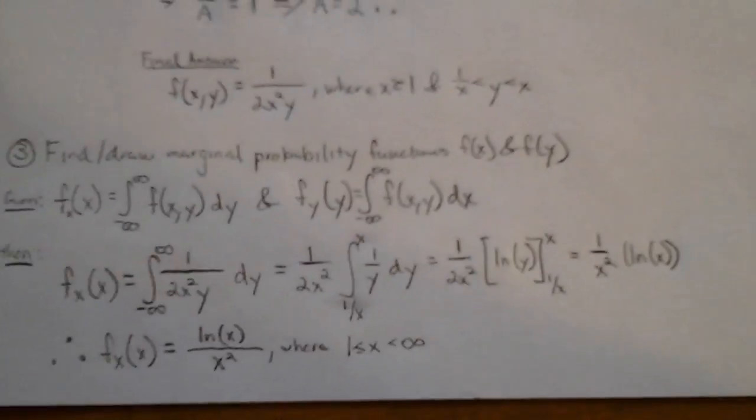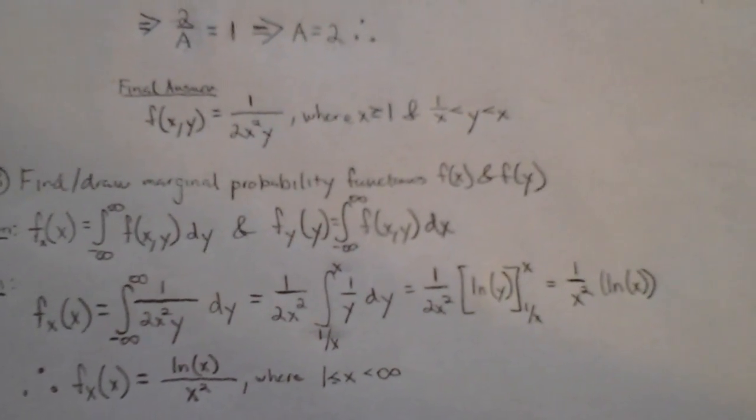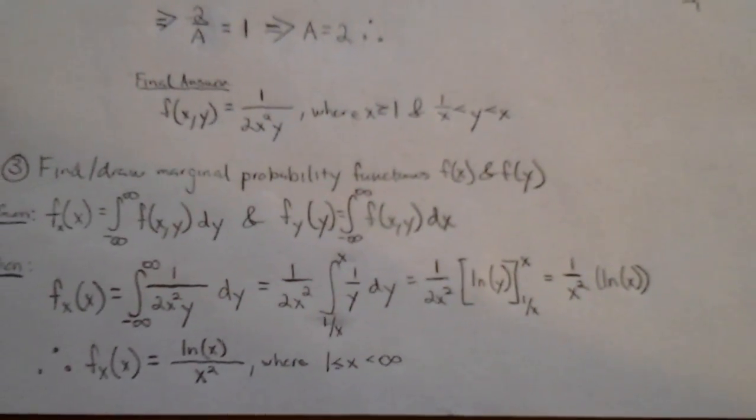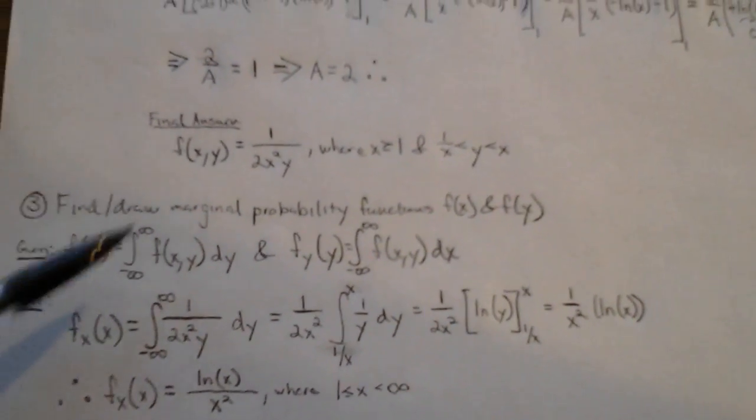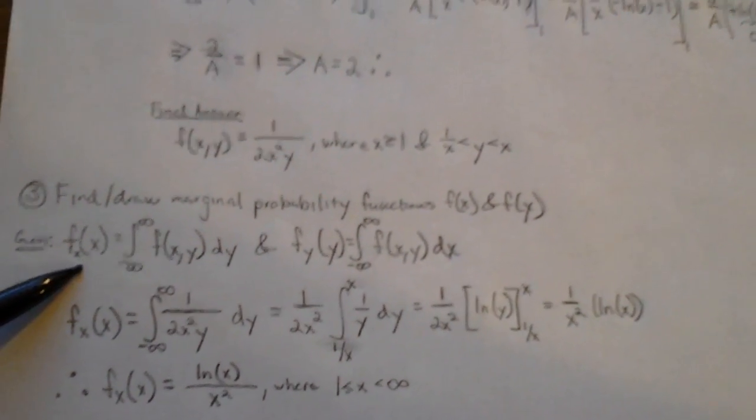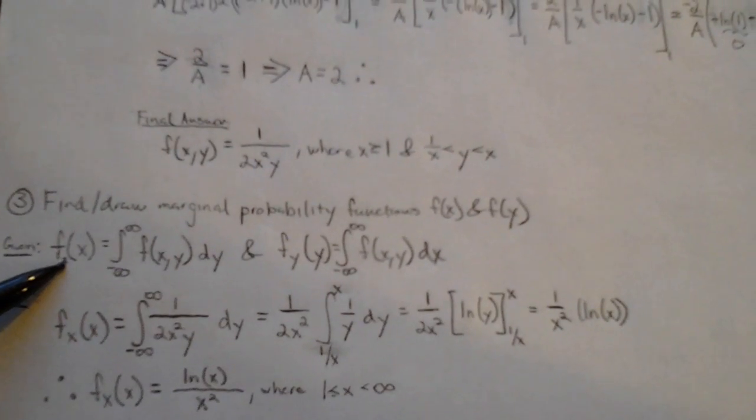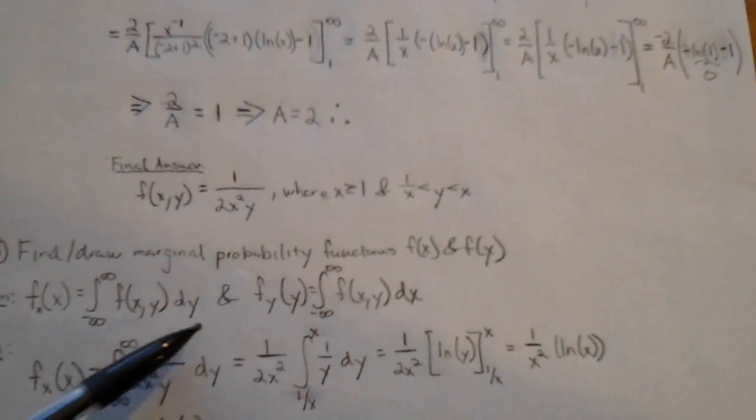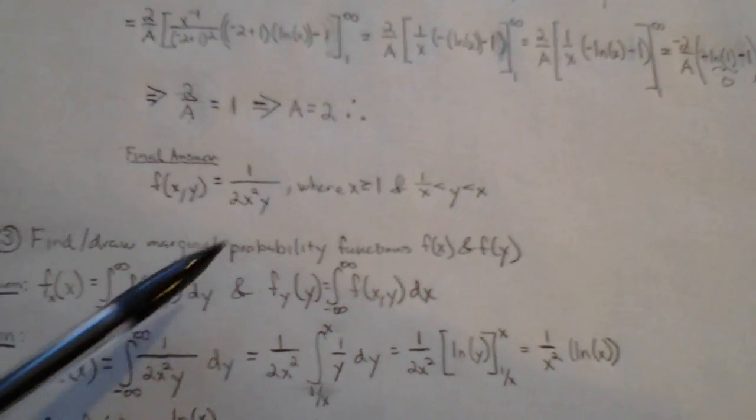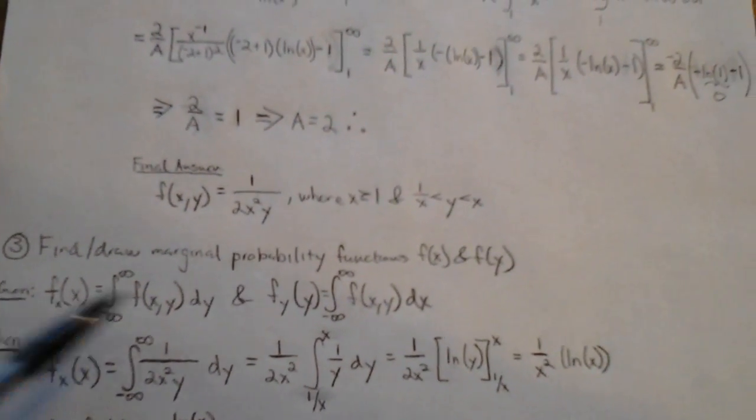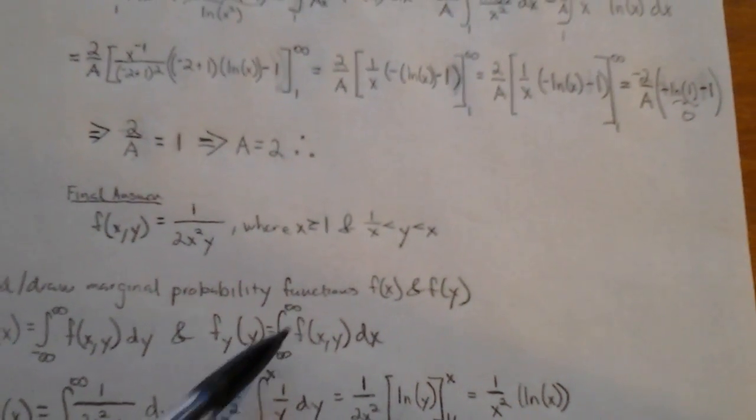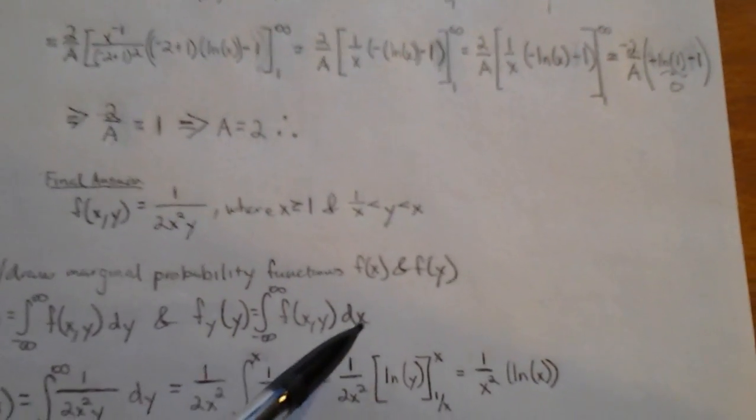Now, part 3 is find and draw the marginal probabilities, basically little f in terms of x, little f in terms of y. So how do we do this? Well, given the theorems that we have in the book, or in the notes, little f of x is basically we take the joint density function from -infinity to positive infinity over y. So we do a single integration, but not in terms of x, in terms of y. And we do the same thing for little f of y. We go from -infinity to positive infinity of our joint density function in terms of x. So that's what we need to evaluate to find our marginal probabilities.